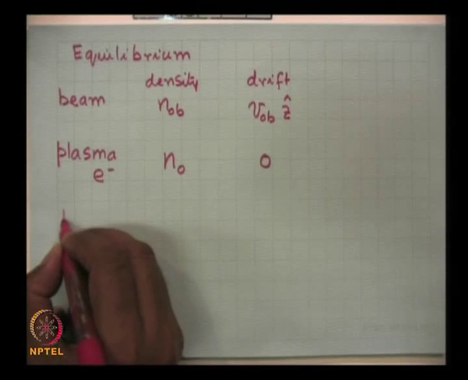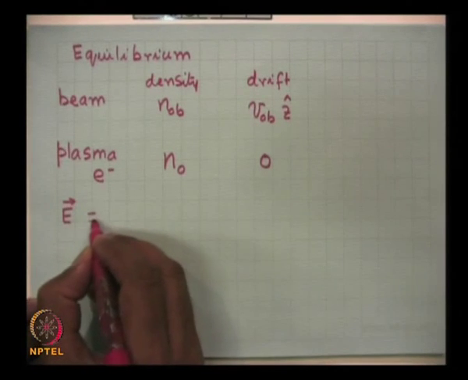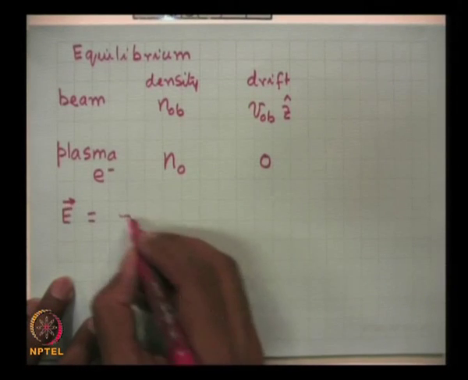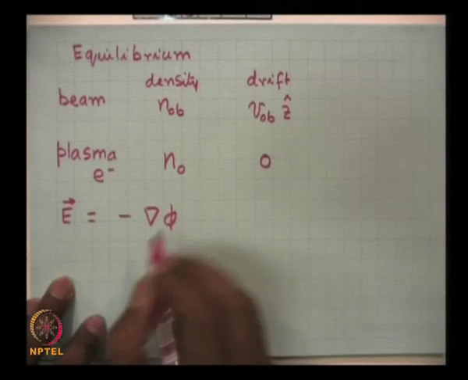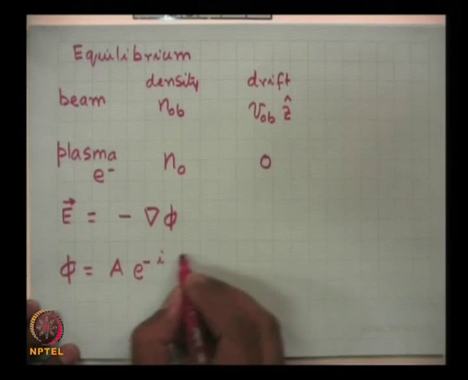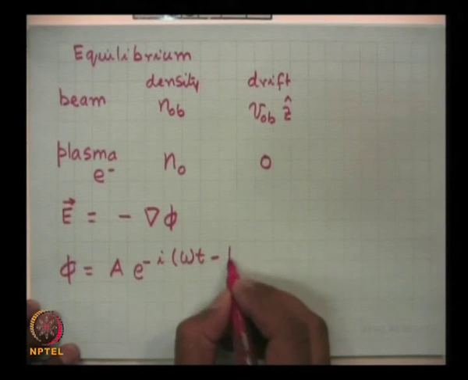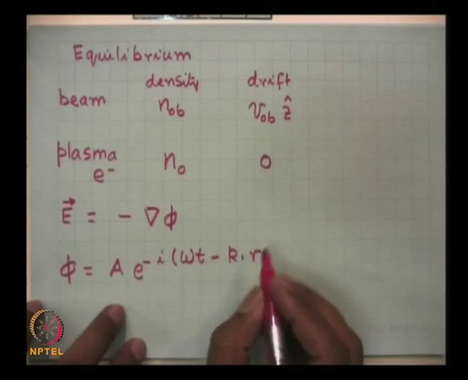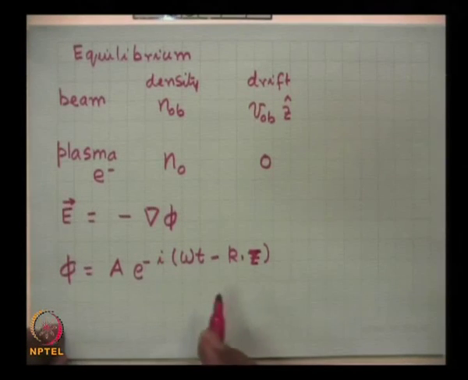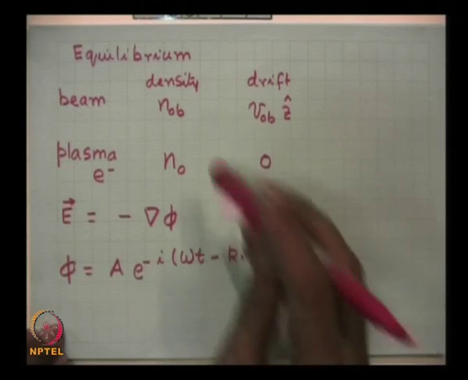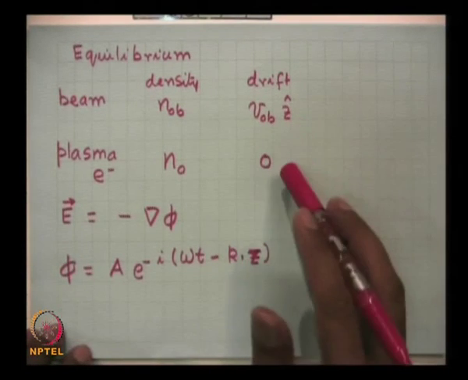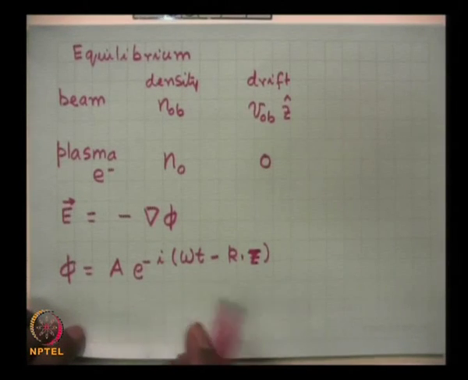And then I want to say that suppose my system has an electrostatic wave, which I think I should express in terms of a gradient of its potential, and let the potential be of this form: some amplitude times exponential of minus i omega t minus k dot r, or for the sake of simplicity let me choose this in the z direction, so kz. So, I want to find out that in the presence of this wave what is the modification in the beam electron density, and what is the modification in the plasma electron density, the beam drift velocity and the plasma drift velocity. So, first of all I will write down the equation for the beam.